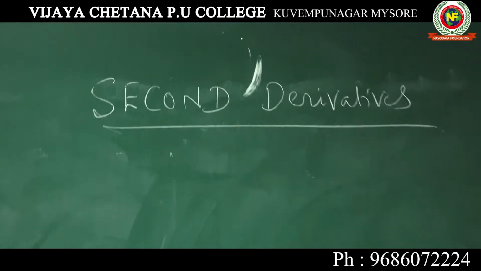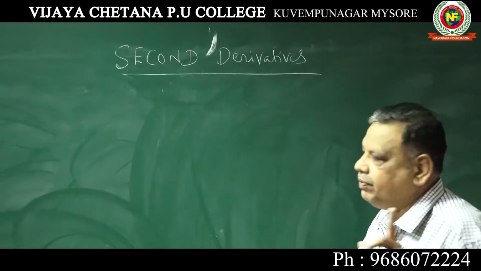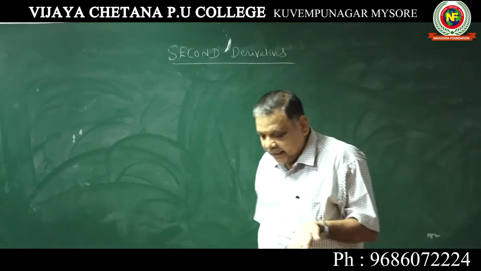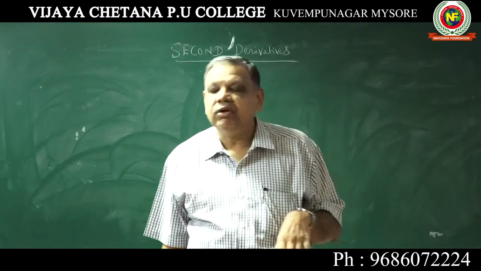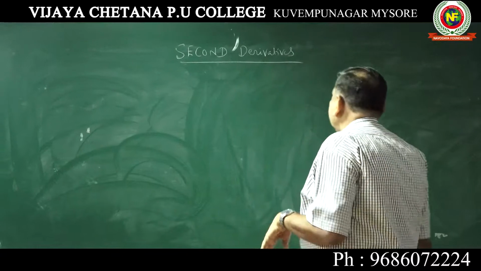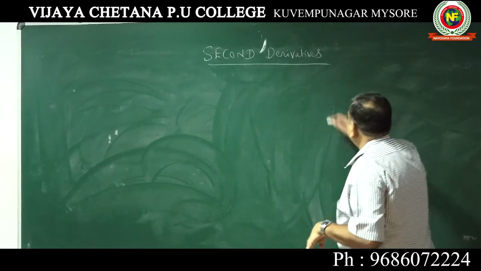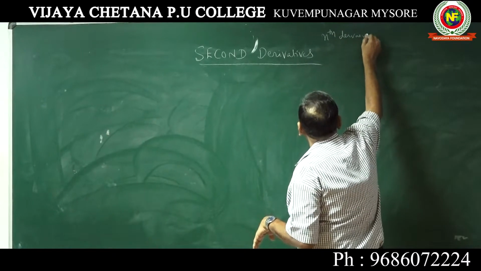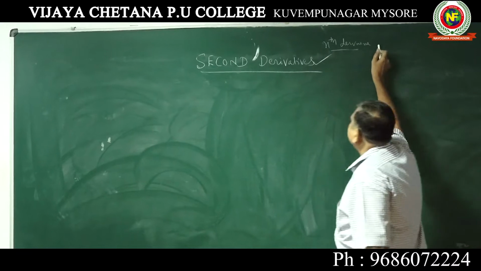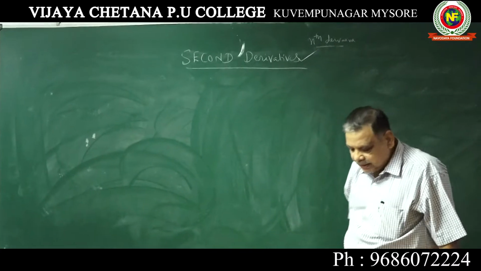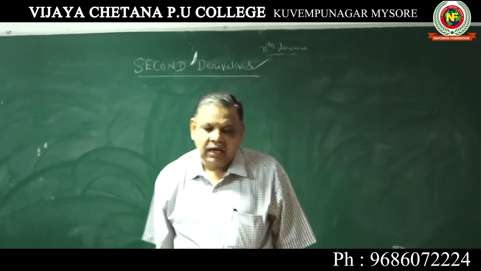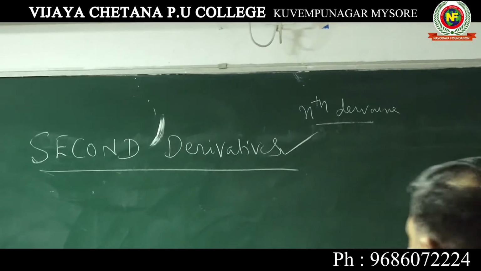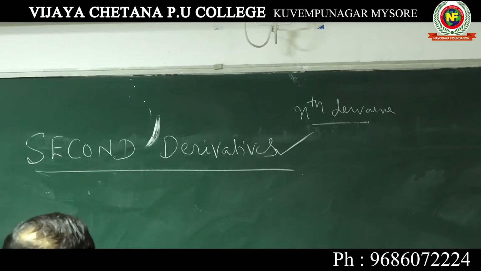Suppose you differentiate only the first time, it is the first derivative. Second derivative, 2 times. Suppose 3 times if you do it, it is the third derivative. If it is the fourth time, it is the fourth derivative. If it is the nth time, we call it the nth derivative. The nth derivative, third, fourth, all these things you are going to learn in your engineering class or in your degree examination. Higher classes you will learn, but here you are going to learn only up to the second derivative.